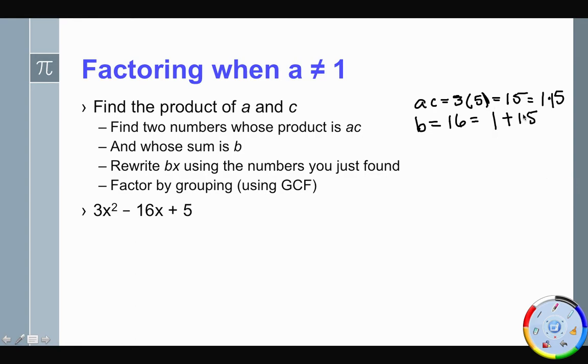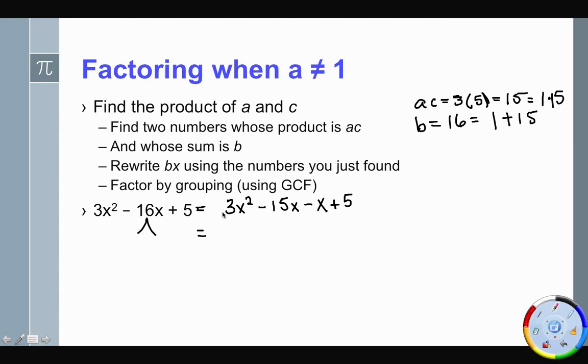So we're going to use those two numbers. Since we have a positive product and a negative sum, that means both of them are minus. So we're going to say this is 3x squared, and what we're going to do is split that 16x. We're going to say it's 3x squared minus 15x minus 1x plus 5. Now, you remember here that negative 15x minus x is minus 16x. So we didn't change the problem at all. We just made it look a little bit differently.